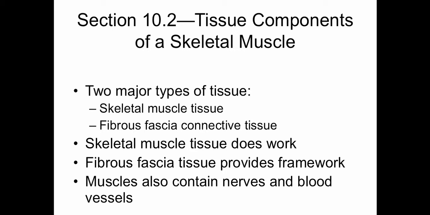There are two major types of tissues in a skeletal muscle. There's skeletal muscle tissue and fibrous fascia connective tissue. The skeletal muscle does the work, and the fibrous fascia tissue provides the framework. Muscles do also contain nerves and blood vessels.